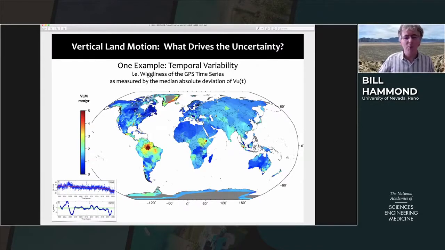In this case, I'm plotting globally the median absolute deviation of the velocity time series from every station, and then using GPS imaging to image that field. So we can see where on Earth the velocities in the vertical component are highly variable and where they're relatively constant. So we can see this: the Greenland coast experiences not just an uplift, but an accelerating uplift because the ice loss has continued to increase in rate.